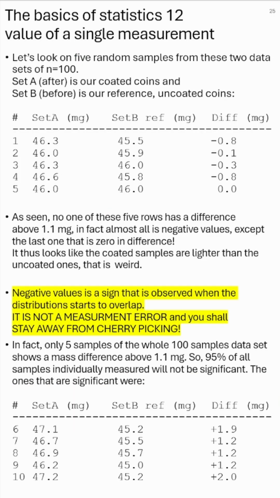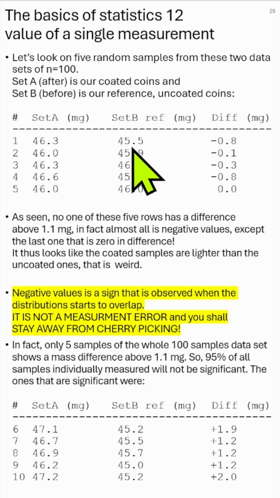The basics of statistics 12. Value of a single measurement. So here below I have 5 random samples taken from these 2 earlier data sets of n equals 100. Set A is our coated coin set, after the coating, that is. That's what we have here in the first column, 5 coins. Set B is before, you see there.